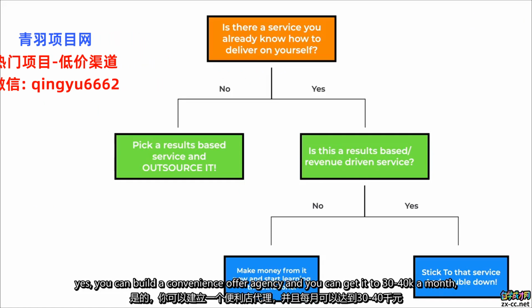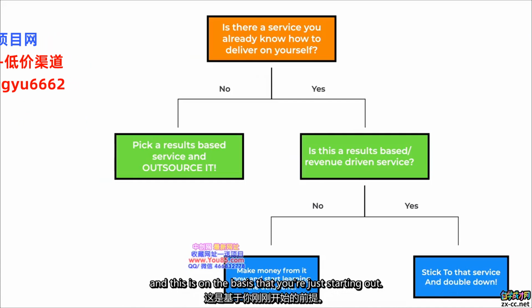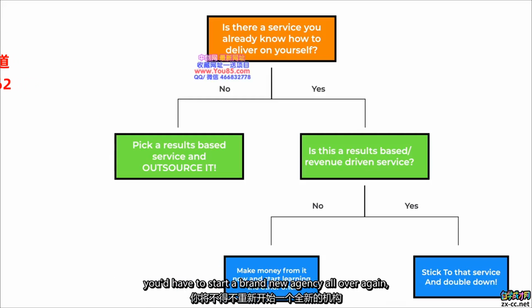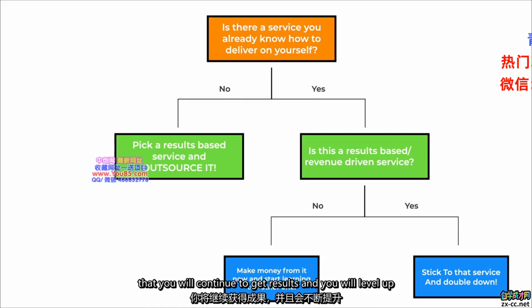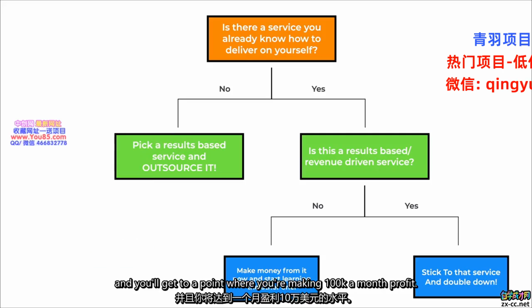Because look, yes, you can build a convenience offer agency and you can get it to 30, 40K a month. And this is on the basis that you're just starting out. Yeah, that's awesome. Go for it. But then unfortunately, you'd have to start a brand new agency all over again, because I have full confidence in every single person here that you will continue to get results and you will level up and you'll get to a point where you're making 100K a month profit.